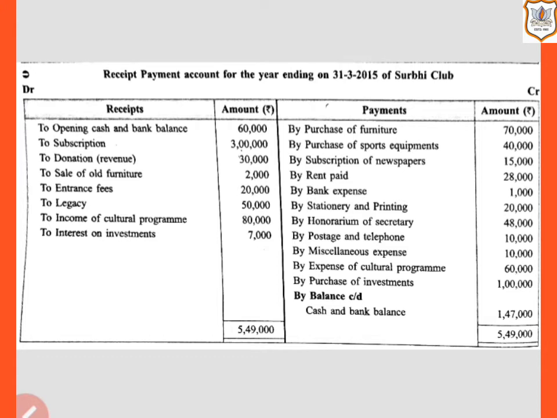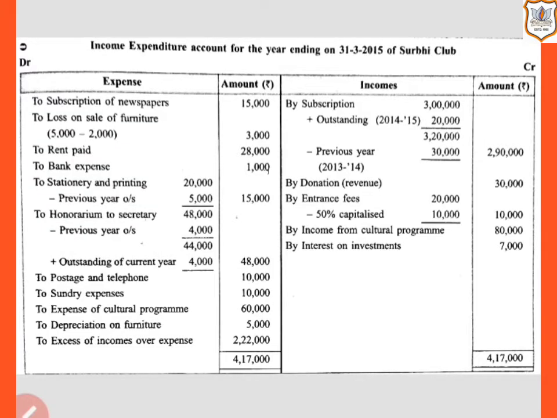Here is the receipt and payment account with two amount columns. That is, on the left hand side is the debit column, that is the receipt column, and on the right hand side is the payment column, that is the credit side. Then here is the income and expenditure account for the year ending on 31st March 2015 of Surbhi Club with two amount columns. On the left hand side is the expense column, and on the right hand side is the income column.